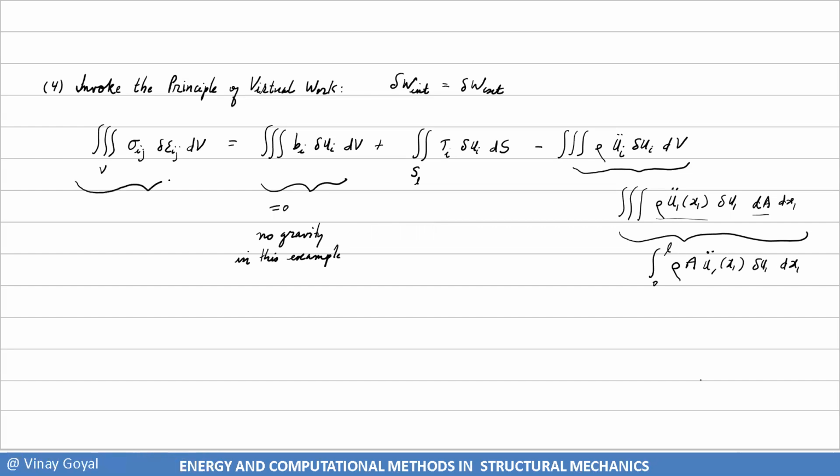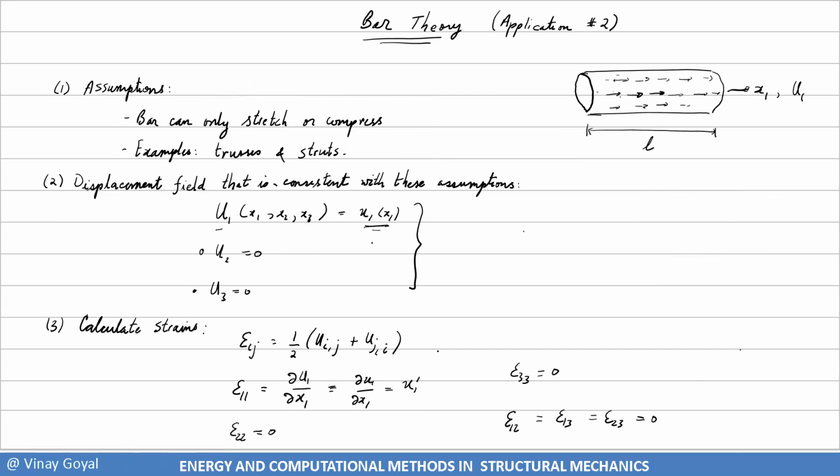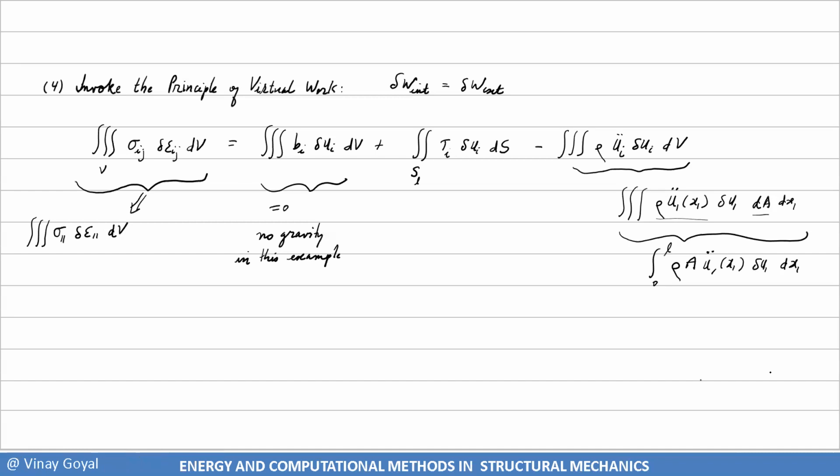This term, clearly this term, can also be looked at very carefully, and that's triple integral of sigma 1 del epsilon 1. Why is that? Because epsilon 2, epsilon 3, epsilon 1 2, epsilon 1 3, epsilon 2 3, those are zero. You can see that from here. This is zero, this is zero, these are all zero. The only term that survives is that epsilon 1 equals u1 prime, which depends on x1 alone, remember, because I said that here, and that's a basic assumption of this theory.